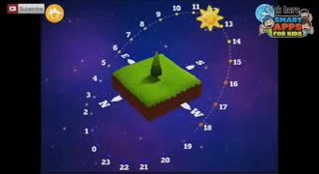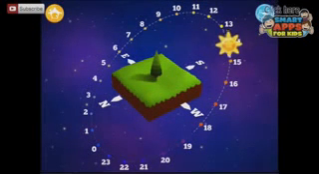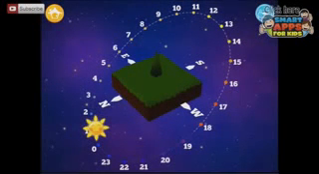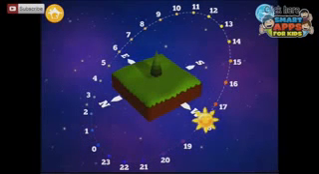Put the sun on 14. There it is. Put the sun on 1. Okay, all the way around here. It's in the dark on 1. Put the sun on 18. Can we go backwards? Look at that shadow on the tree.